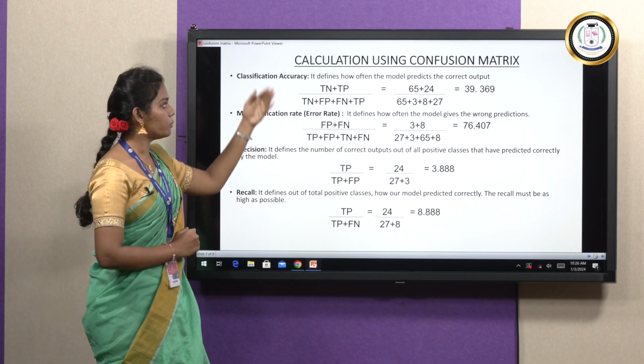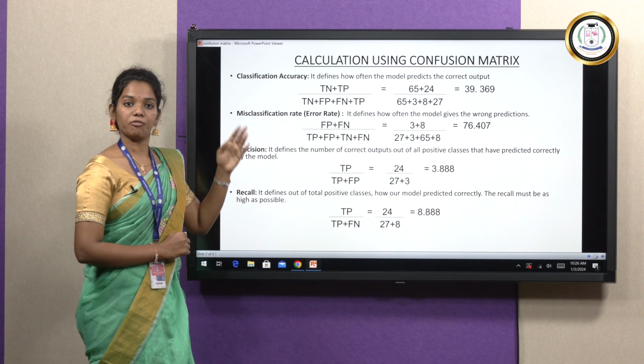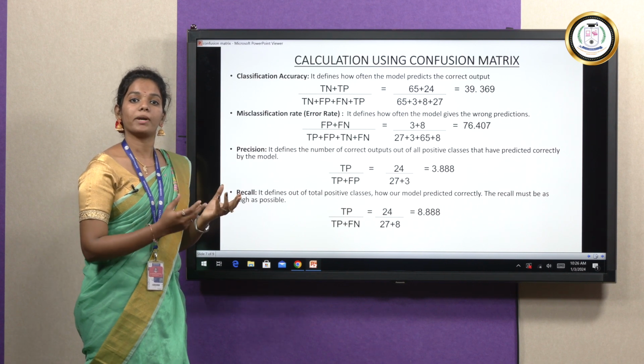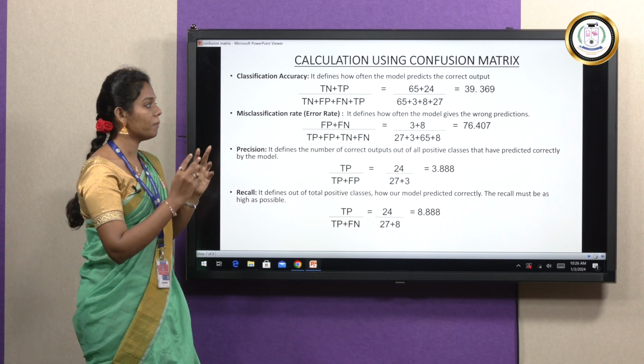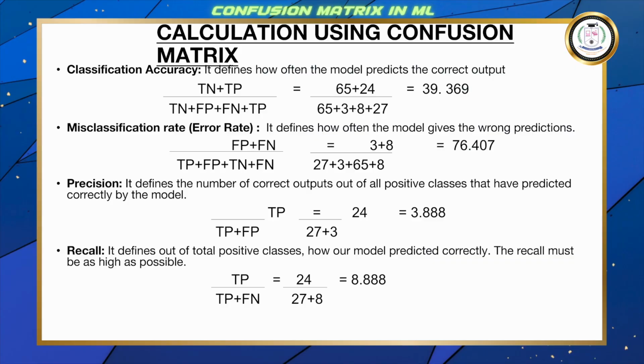Okay, the next is my misclassification rate, that is also called the error rate. This is quite opposite of the accuracy. This defines how often the model will make a wrong prediction. So wrong means it is going to be false. So false positive plus false negative divided by the total number. You can get the data from the previous slide. Okay, so 3 plus 8 divided by the total, this is going to be my misclassification or the error rate.